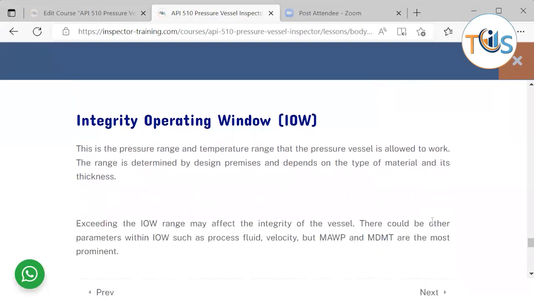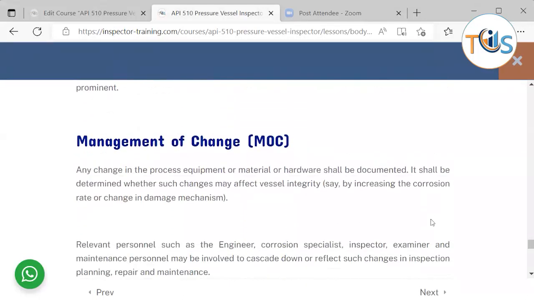The integrity operating window is the range within which the vessel can work. It's like when you buy a car and it says it can go up to so much speed, that sort of thing. There is a range, and the way a car operates within it, a vessel should operate within a certain range. It's designed for that range. The design input and output are based on that range. Some of the parameters are the type of fluid that can be used in the vessel, the speed of the fluid, the maximum allowable working pressure, and the minimum design metal temperature. So these are all called the integrity operating window.